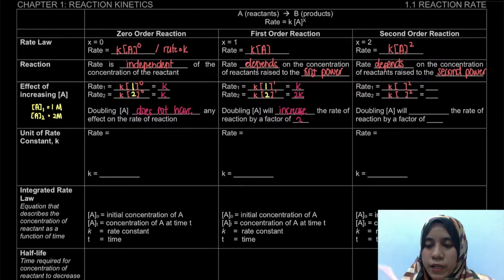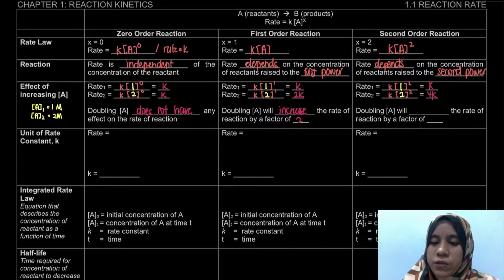Okay, how about the second order? Again, rate 1 is when the concentration is 1. Rate 2 is when we double the concentration. So for example here, for rate 1, we have K. For rate 2, we will have 4K. So as we can see, doubling the concentration will increase the rate of reaction by a factor of 4.